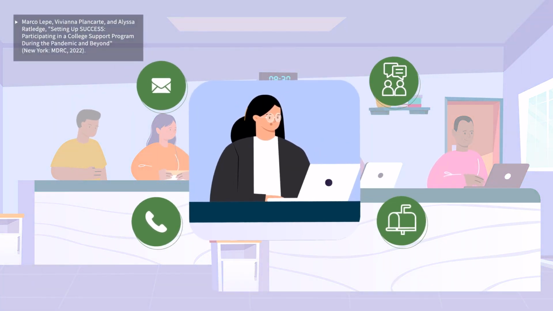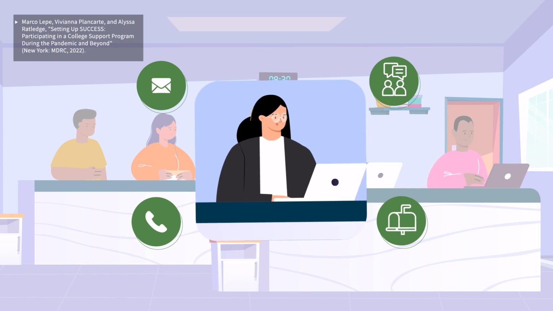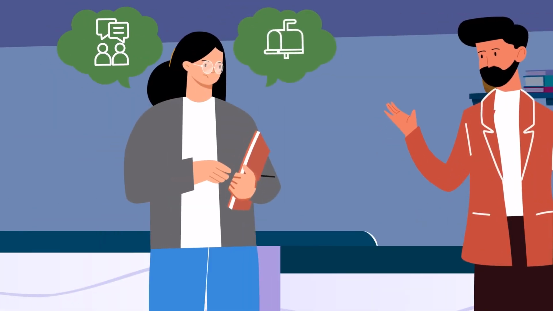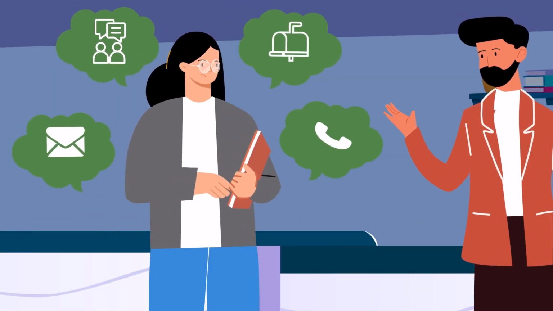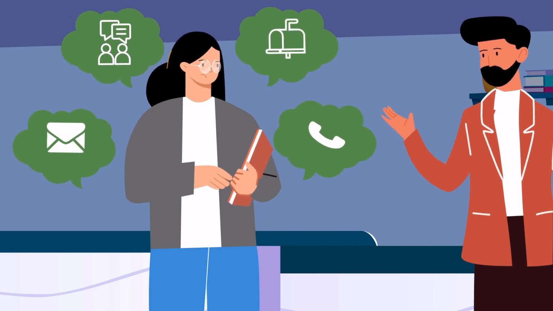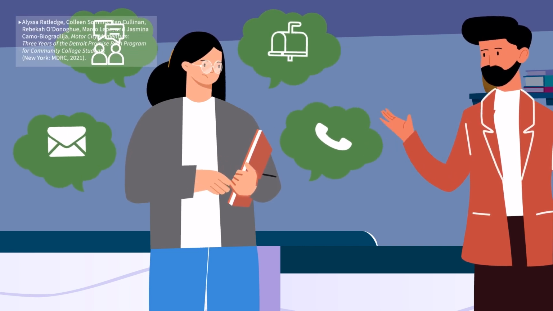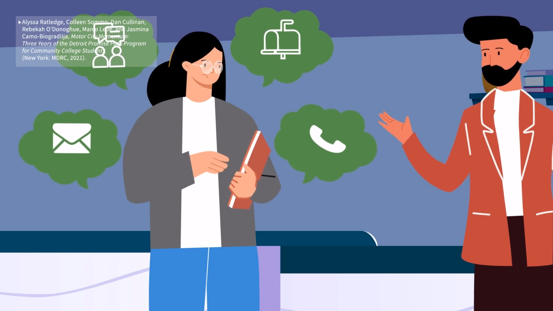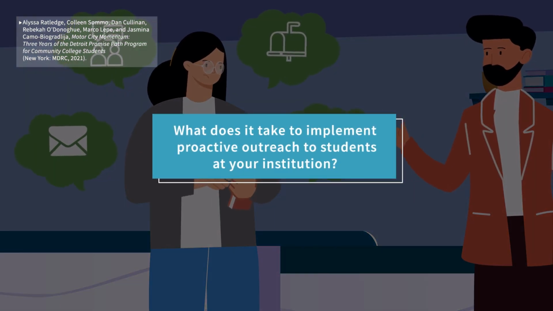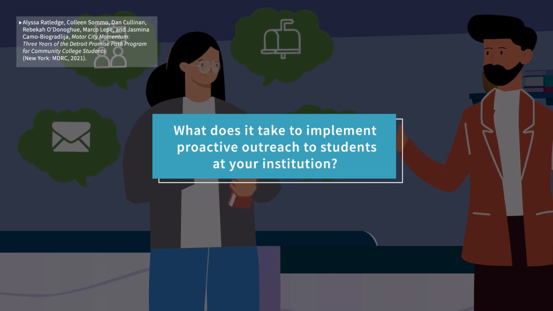We know from our research that students get overwhelmed by the amount of communication coming at them from sources both within and outside of school. When we ask students what they most appreciate about their coaches, one common response is that they can rely on their coach to tell them what's important and how to take action. That reduces a lot of anxiety and confusion for the student. What does it take to implement proactive outreach to students at your institution?